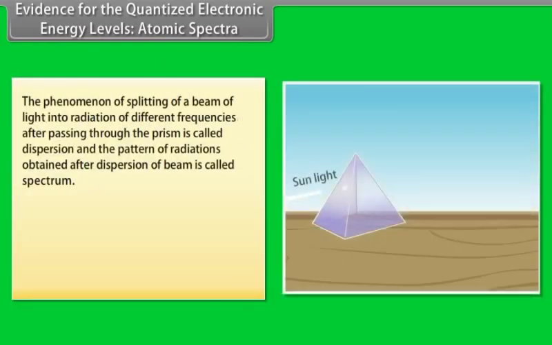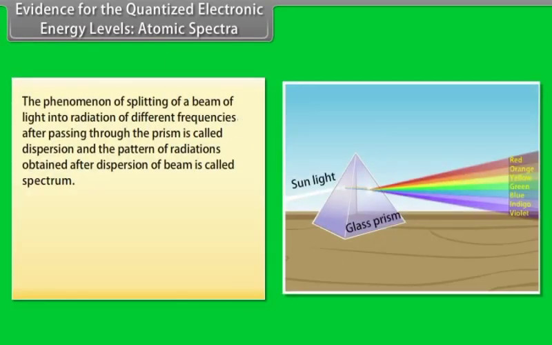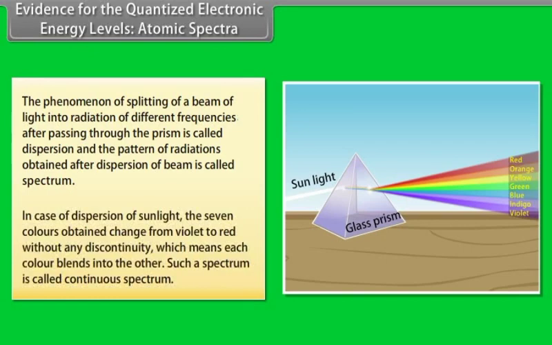Evidence for the quantized electronic energy levels. Atomic spectra. The phenomenon of splitting of a beam of light into radiation of different frequencies after passing through the prism is called dispersion, and the pattern of radiations obtained after dispersion of the beam is called spectrum. In case of dispersion of sunlight, the 7 colors obtained change from violet to red without any discontinuity, which means each color bends into the other. Such a spectrum is called continuous spectrum.